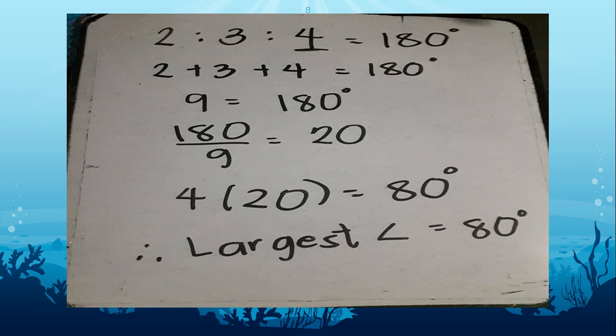Now the 20 can be our factor, and this factor can be used to multiply to each of the component ratios. However, we only need to find the measure of the largest angle. Now among the three component ratios, 4 represents the largest angle. So we simply multiply 4 by 20. 20 times 4 is 80. Therefore, the measure of the largest angle is 80 degrees.